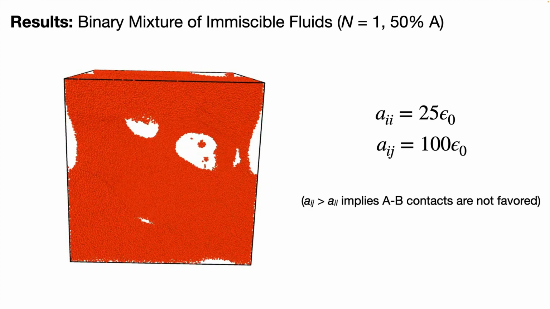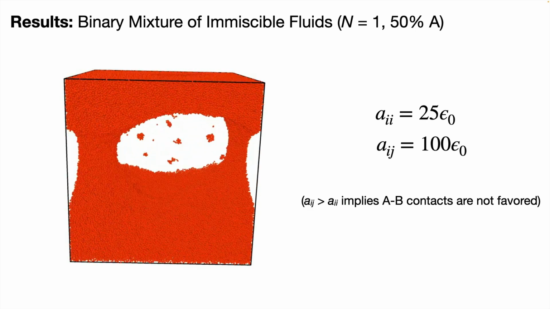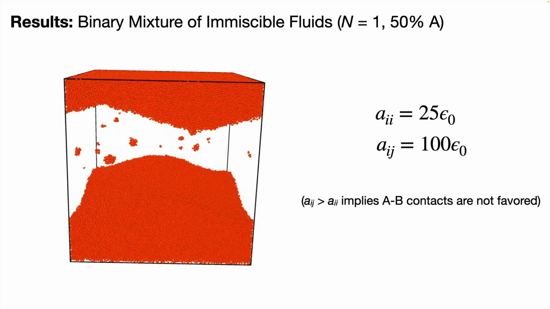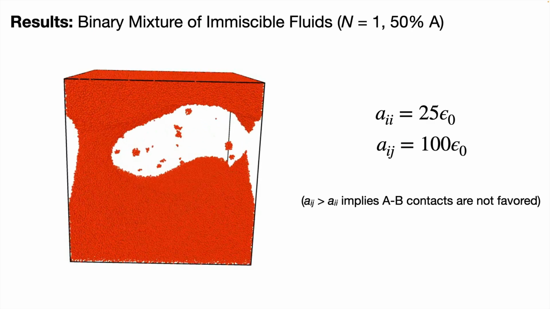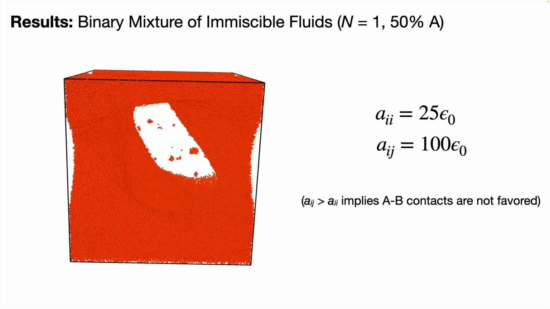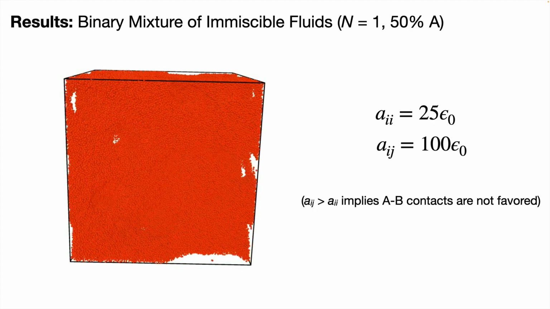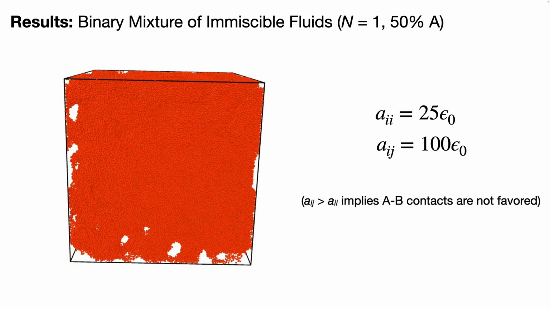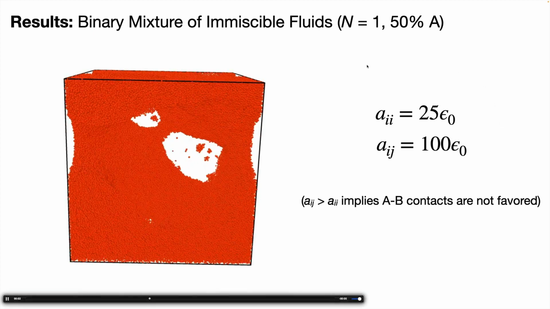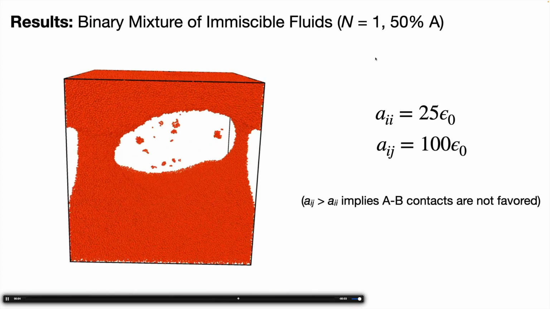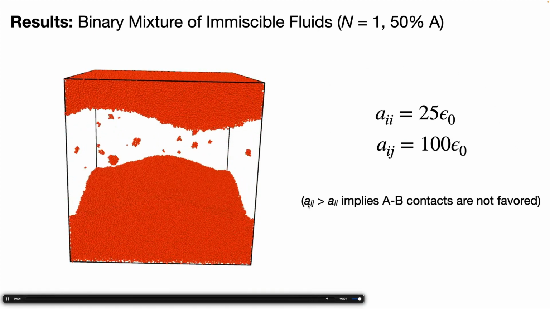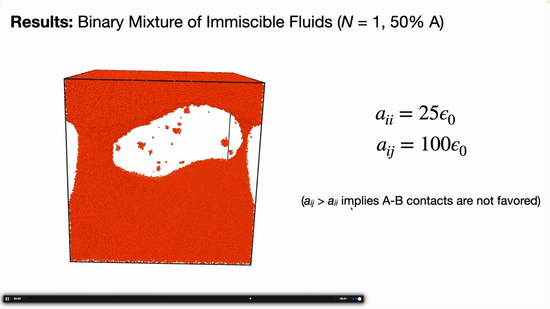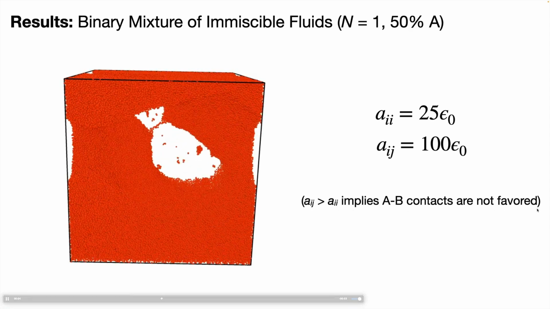Finally, I'm showing here a binary mixture of immiscible fluids. We've got n equals 1 here. So again, just simple fluid, no polymer chains. You would observe the same thing for polymer chains, except the dynamics would be a little slower. And I'm showing you what I did to the interactions to get that phase separation. I'm just saying that if Aij is larger than Aii, that's implying that AB contacts are not favored.